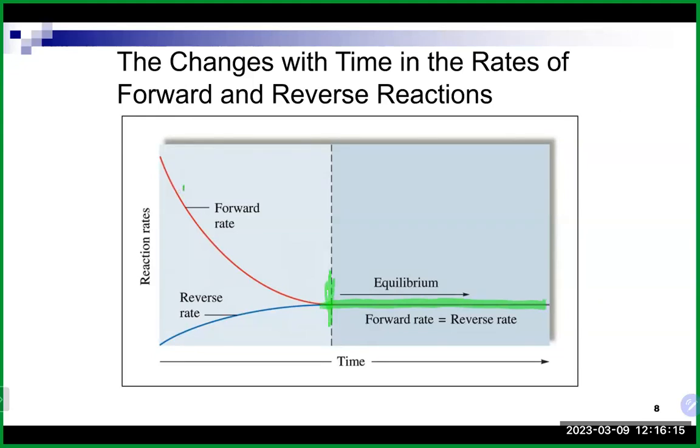Again, in this case, before that step, we were losing our reactants and making our products, and then we were slowly making a little less products and losing a little less reactants until the point where it kind of levels out.